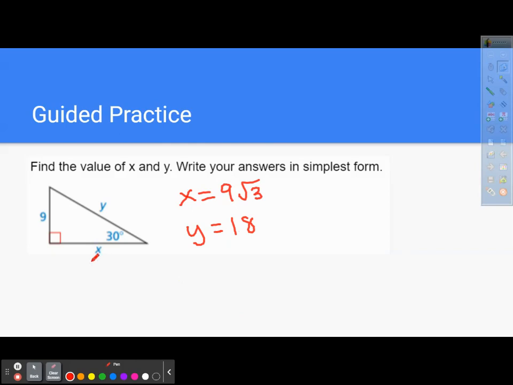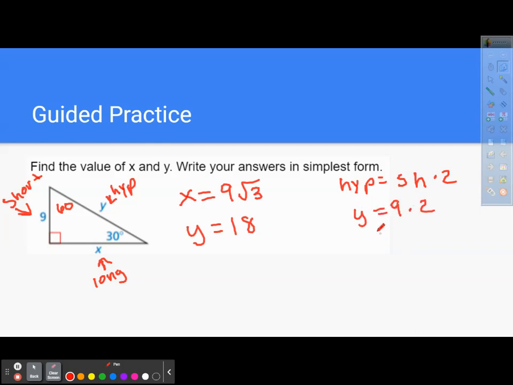Okay, so this one's 30, so that makes this angle 60. So that makes 9 my short leg and X my long leg. Okay, and then Y is my hypotenuse. So to find Y, your hypotenuse equals your short leg times 2. Well, my hypotenuse is Y, and my short leg is 9, so Y equals 9 times 2, so Y equals 18.